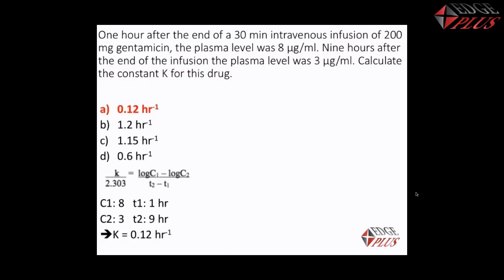So, one way to think about this question is the following. We have a formula which can be given to us, which is K over 2.303 is equal to log C1 minus log C2 over T2 minus T1, C1 and C2 being the concentrations that correspond to a certain timing. So C1 is 8, which corresponds to T1 of 1 hour. C2 is 3, which corresponds to a T2 of 9 hours. If we plug in these numbers in the formula that we have, and we calculate K, we're going to have it at 0.12 hours to the power of minus 1.